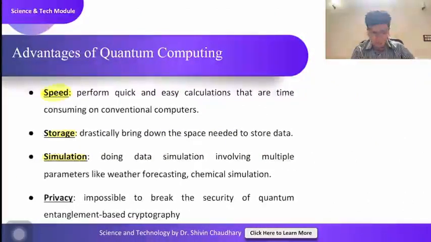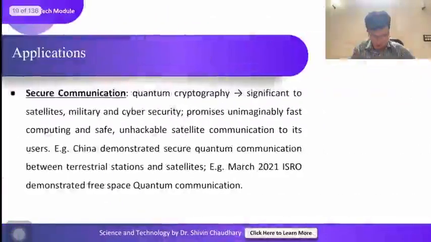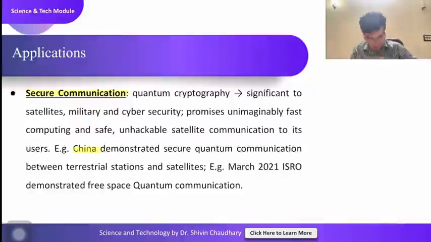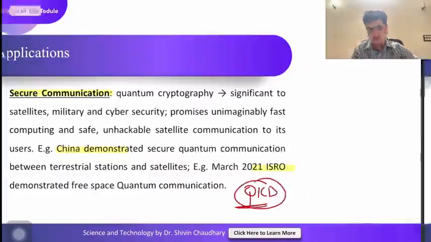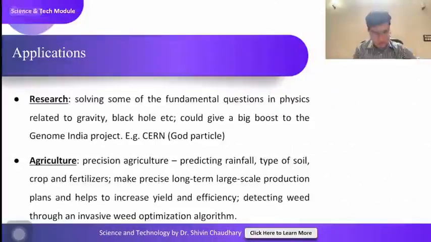Of course, speed is an advantage, storage is an advantage, simulation, it can do data simulation. Let's say I want to forecast how COVID will grow, right? Then privacy. Privacy is a very important application here, right? How quantum computing can be done for cryptography. This I'll show you. Okay. Then secure communication, again, quantum cryptography. China has demonstrated this. ISRO has demonstrated this. It's in the news. It's called quantum key distribution. And this I'll tell you in detail. Okay. Then of course it has applications in research.